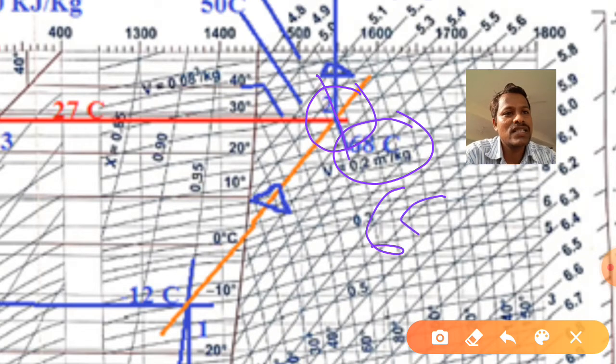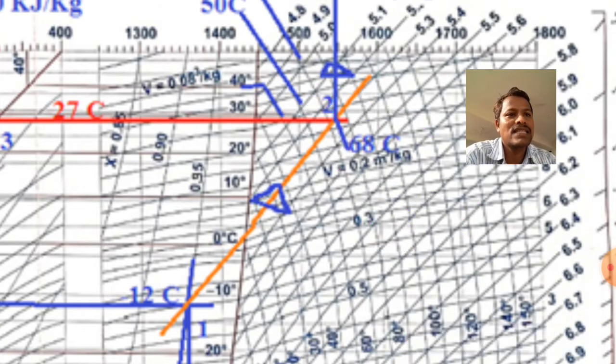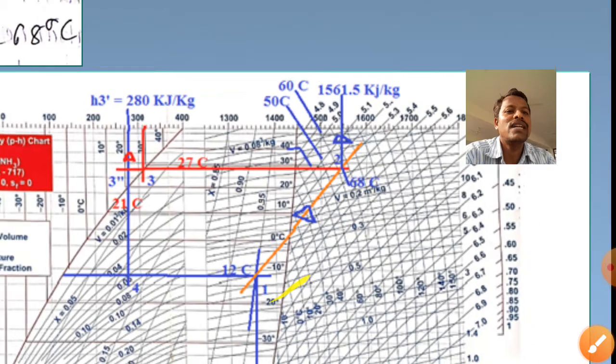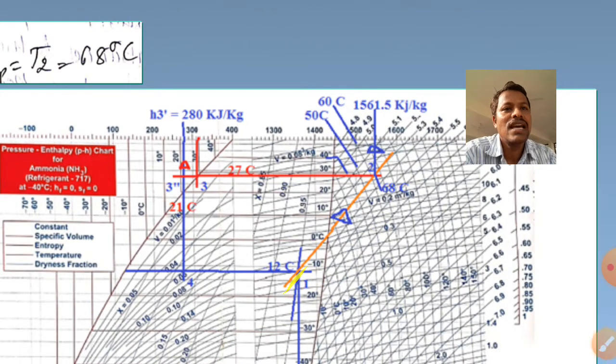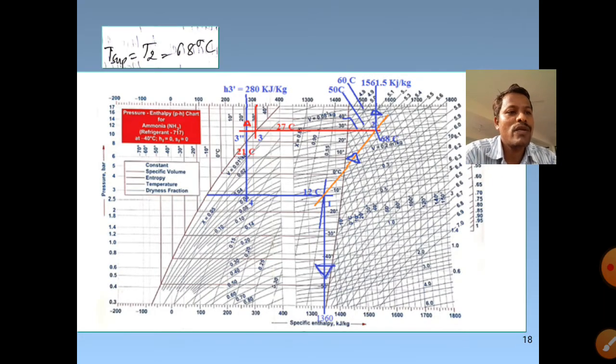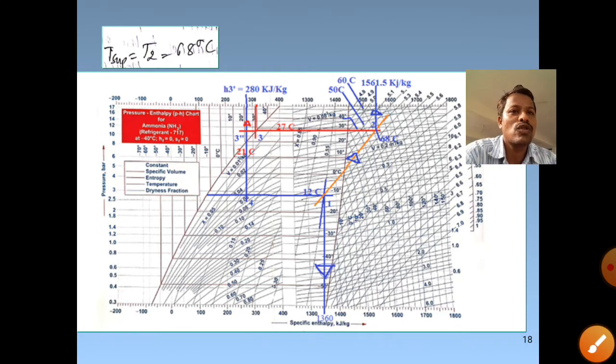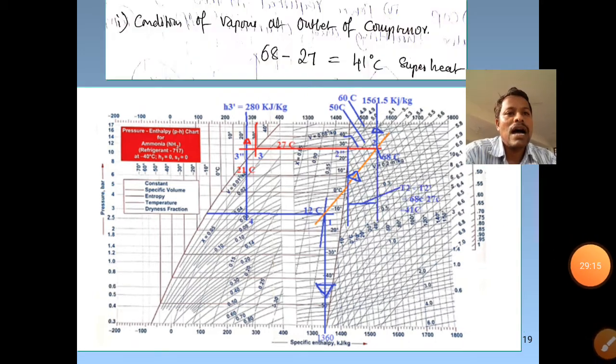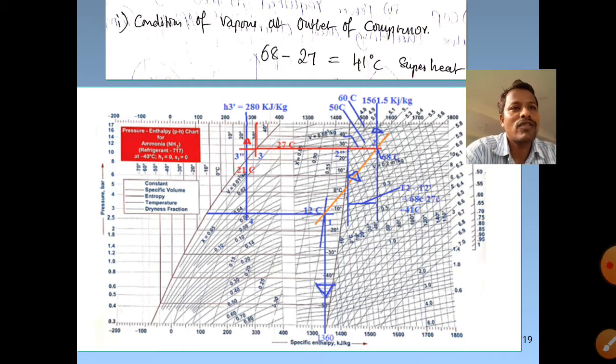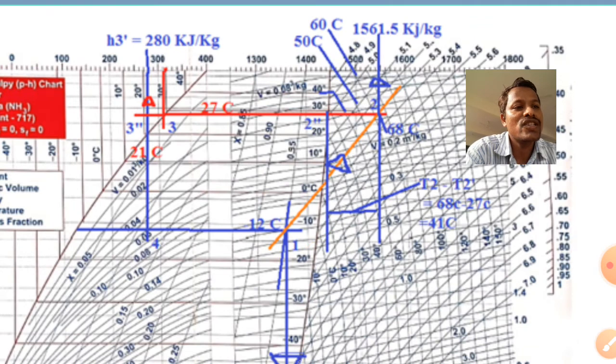It is 68 degrees Celsius. That is the superheat temperature. T2 is 68 degrees Celsius at state point 2. So from this procedure, I can write the superheat temperature, that is T2, is equal to 68 degrees Celsius. Now after this we have the condition of vapor at the outlet of the compressor. He has asked us in the problem statement, what is the condition of vapor at the outlet of the compressor? Condition means how much it is superheated.